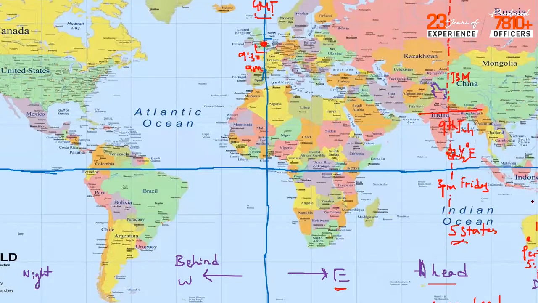Okay. 5:30 p.m. Sydney. Sydney is here. Sydney is 2 hours ahead. So 5:30, 6:30, 7:30. 7:30 p.m. New Zealand here, Wellington. 8:30 now. That means the people in New Zealand will be having dinner now. How many of you agree? 8:30 p.m. The people in New Zealand will be having dinner.